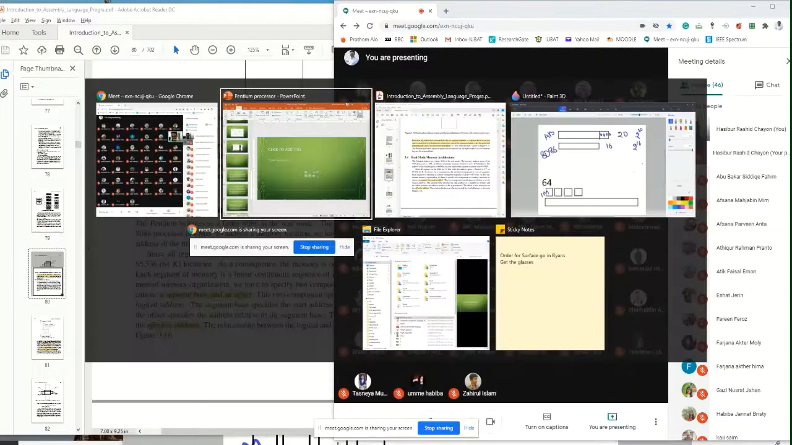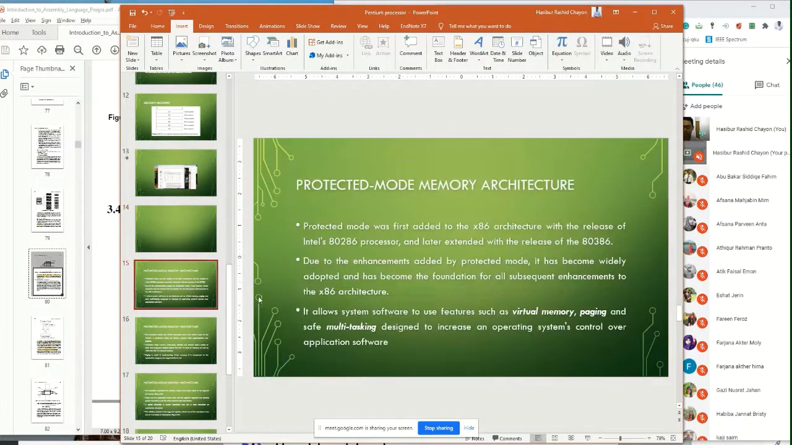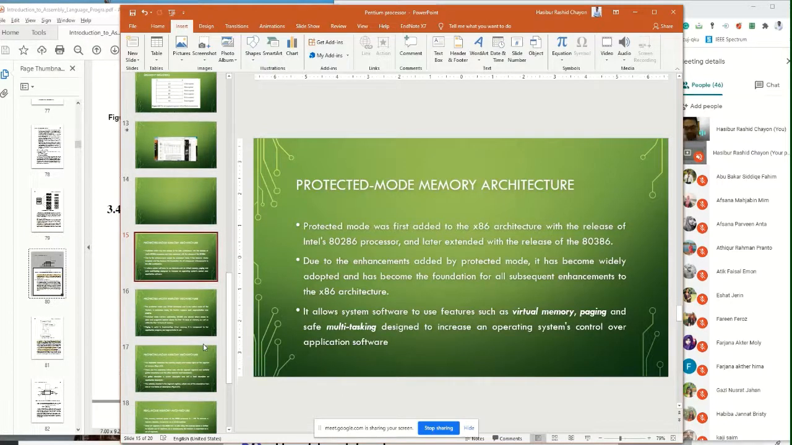So the protected mode is unlike the previous one, unlike our real mode memory architecture. Protected mode memory architecture is actually using 32 bits, because the previous one is using 16-bit and we have some problem with the 16-bit, but now in protected mode they are using 32 bits.